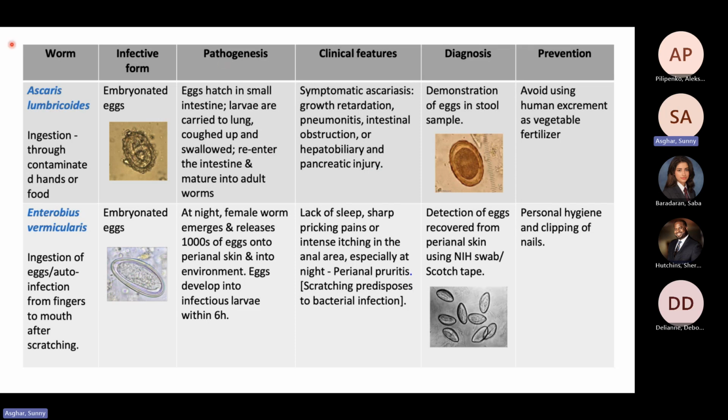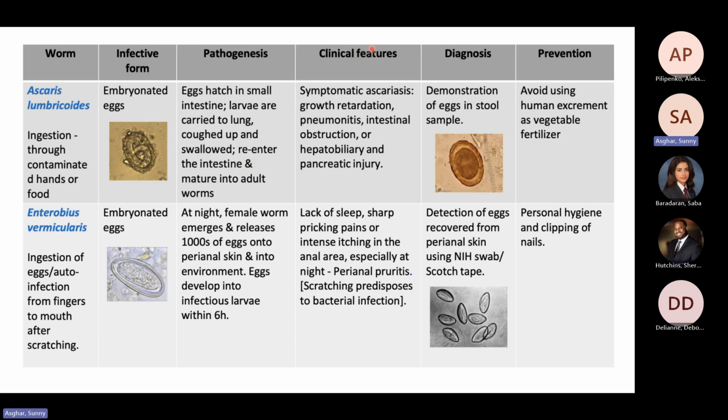They could be as simple. So, for instance, Ascaris lumbricoides, right? It's usually ingested through contaminated hands, so a person can eat something with his hands and get it from the food. With the pathogenesis, the eggs that we ingested are going to hatch in the small intestine, right? Then the larvae are going to go to the lungs, get coughed up, and then be re-swallowed, right? Crazy, because they get carried to the lung, coughed up, swallowed, and then re-enter the intestine and mature into an adult worm.